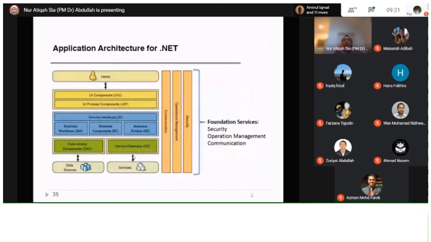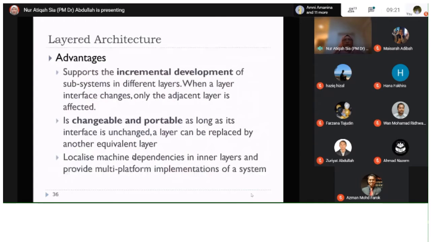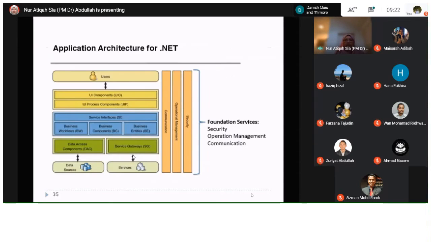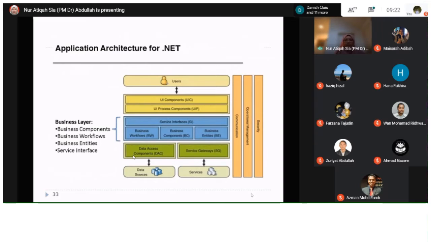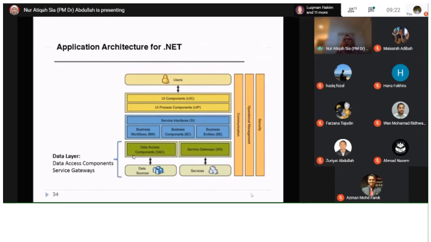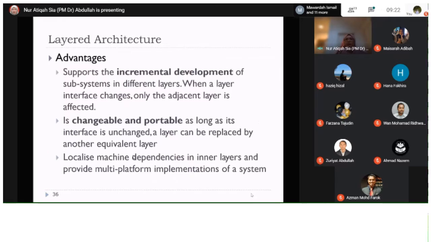So what is the advantage macam saya kata? We support incremental development. Contohnya dalam core business layer ni, kalau saya nak tambah boleh tak? Boleh. Saya boleh tambah business layer, core services. Kalau selain daripada itu, saya boleh tambah function dia. So it allows for incremental development. And it can be changeable.